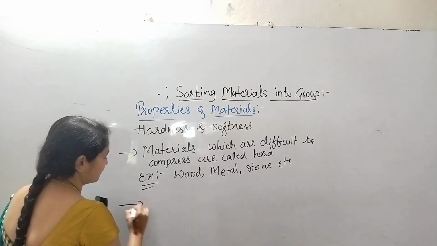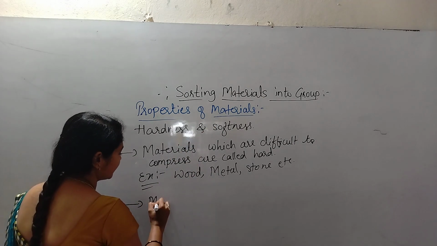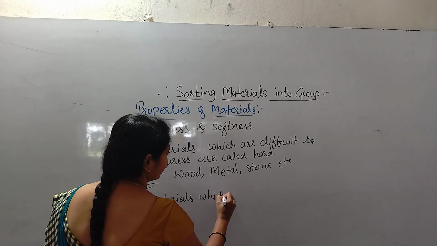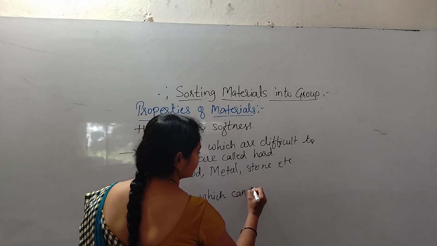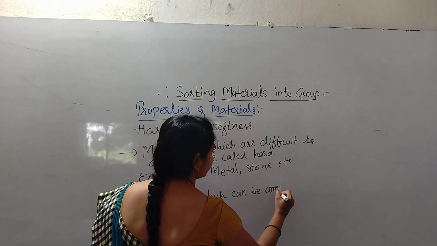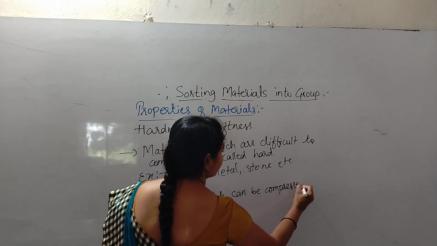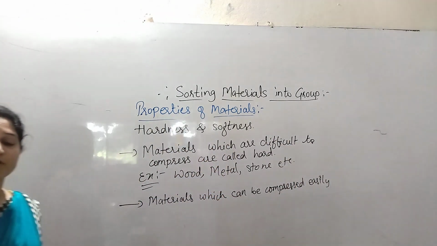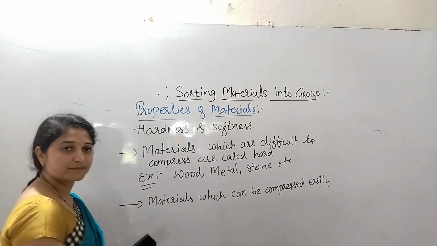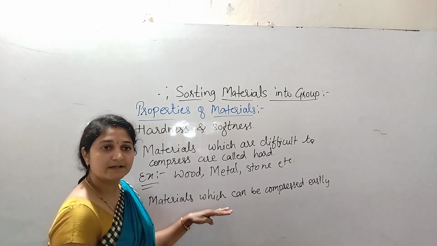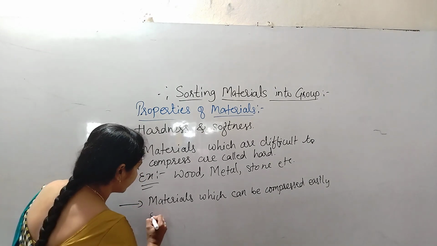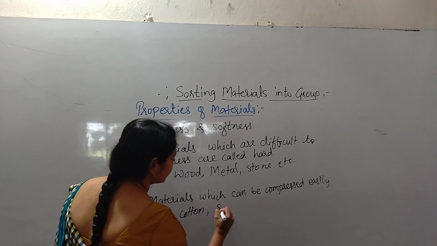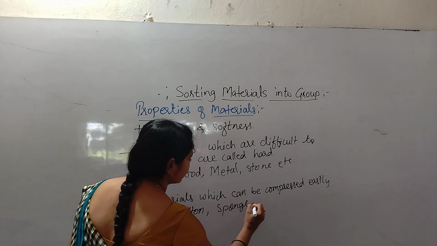Okay, then what is soft? Materials which can be compressed easily. The objects which can be compressed easily, that material is what we say is a soft material. Okay, examples for soft materials: we take cotton, right, and sponge.